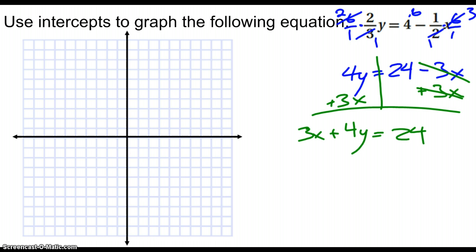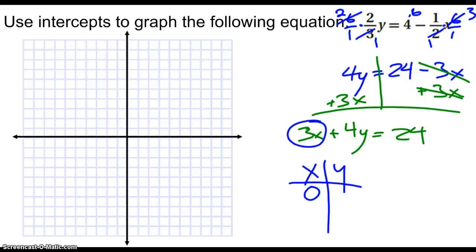Okay? And if we know it's going to be linear, and it should be because it's in standard form, so it'll be a straight line, all we got to do is find our intercepts to graph. If it's a straight line, we only need 2 points. So if x is 0, this is gone, and I'm left with 4y equals 24. Well, y has to be 6. So 0, 6. 1, 2, 3, 4, 5, 6. So that's my y-intercept.